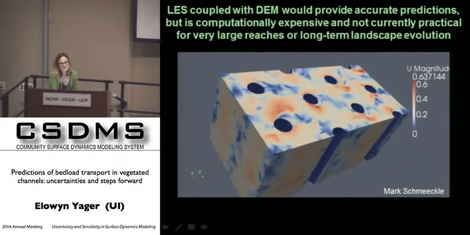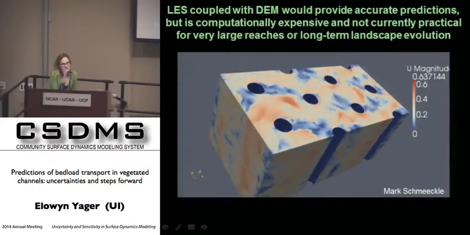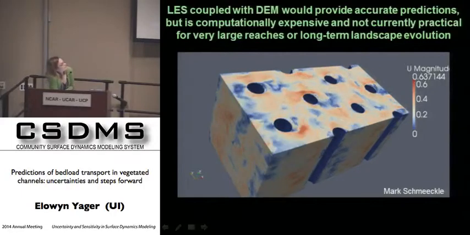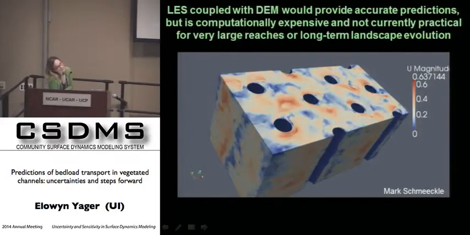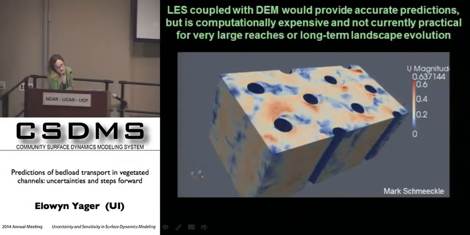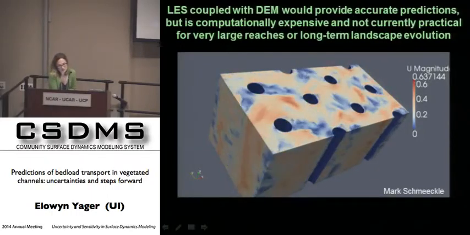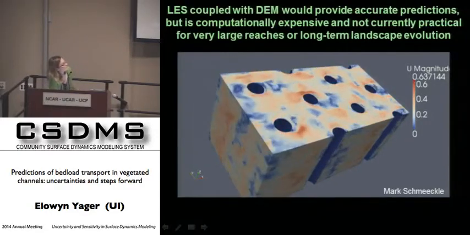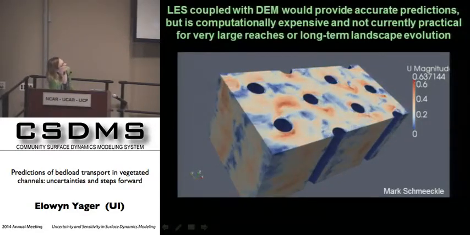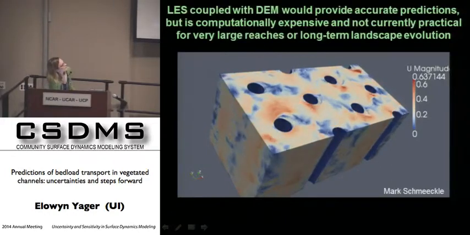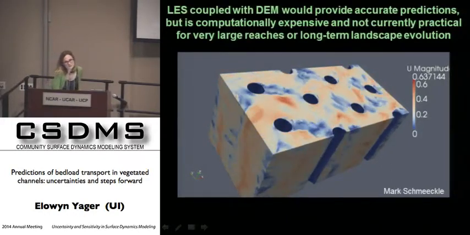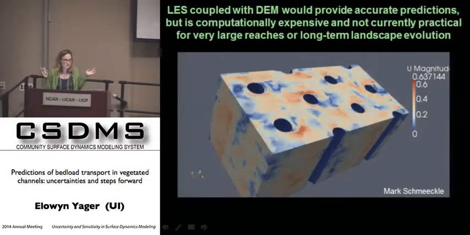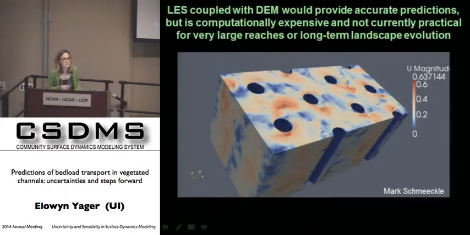And of course, we've seen a number of great talks today where we have really complex numerical models where we solve the flow field and we can couple that with momentum balances on actual grains to predict sediment transport and flow through vegetation. So my collaborator Mark has done some of this. This is a video of his using simulated vegetation and solving the flow field around them. But of course, this isn't necessarily practical if we really care about modeling this over really large-scale reaches or long-term landscape evolution.